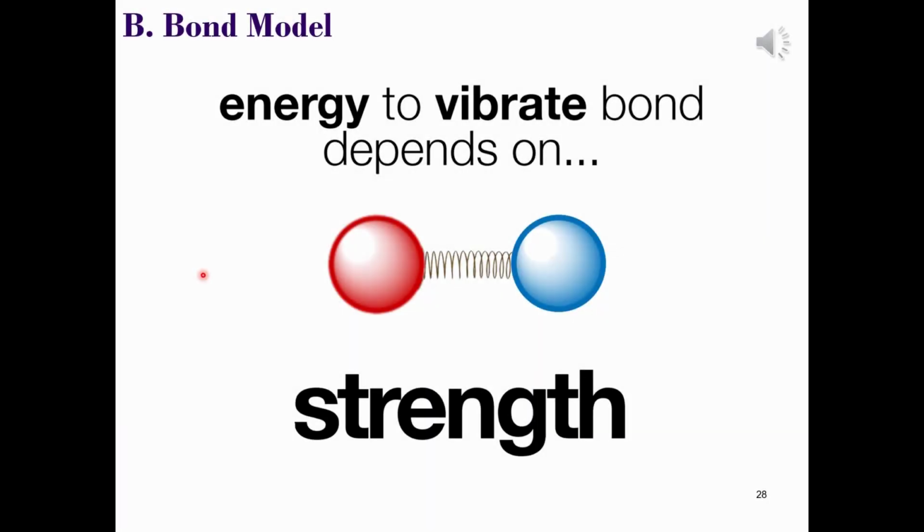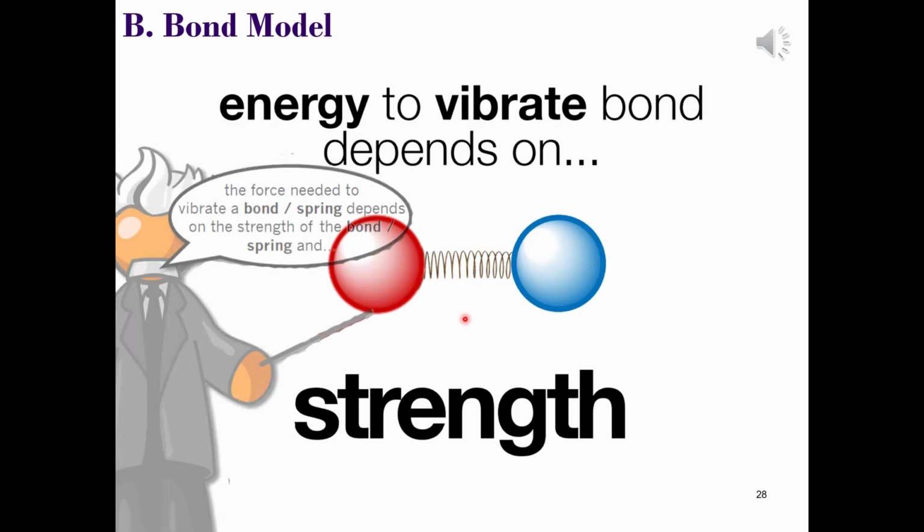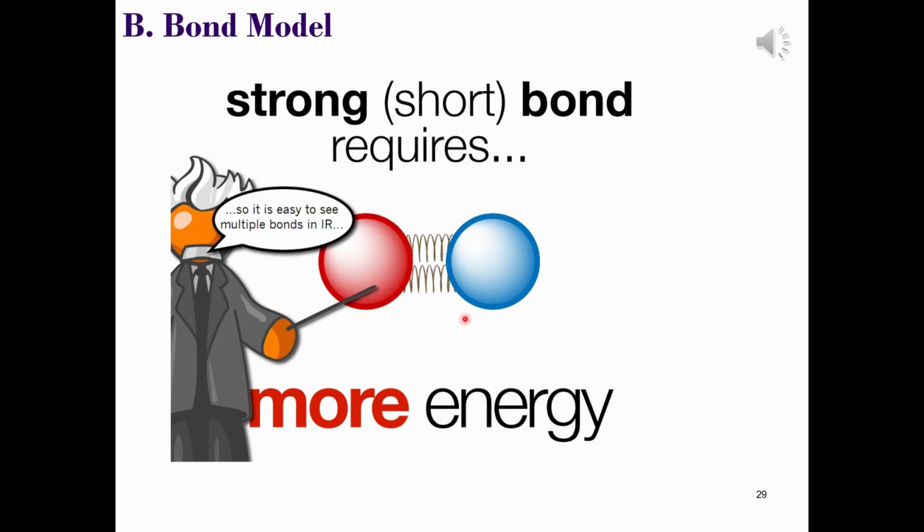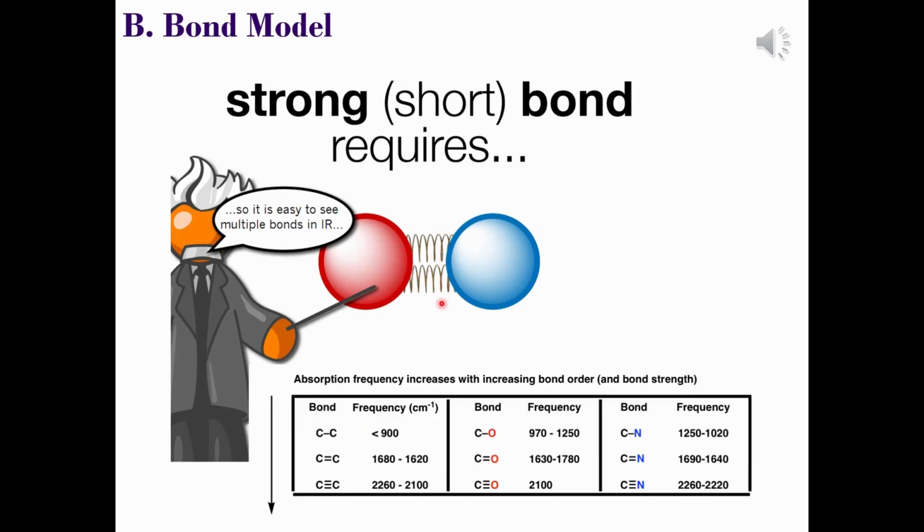The force needed to cause a spring to stretch and contract depends on the strength of the spring, which is an analogy for the strength of the bond. If we think about the length of the spring, a short bond is going to require more energy to keep those springs extending and contracting at the same rate. We know that the hybridization of the atoms, and hence the bond that connects those atoms, has a direct effect on the bond length. So therefore we can say that pi bonds, so triple bonds for argument's sake, will require more energy to keep them vibrating than the corresponding double and single bonds.